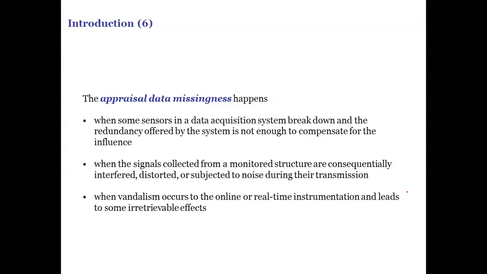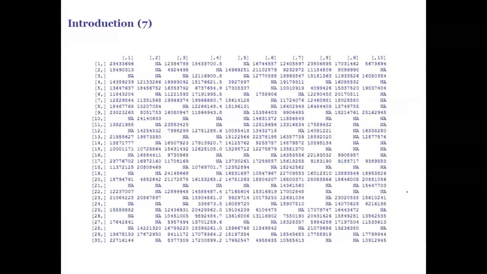This kind of data incompleteness can happen. Some sensors in the data acquisition system break down, and the redundancy present in the system is not adequate to compensate for the effect. This could also happen when signals collected from a structure being monitored are interfered with, distorted, or subjected to noise during their transmission. Sometimes it could simply be due to vandalism. This is an example of structural appraisal data with data missingness.